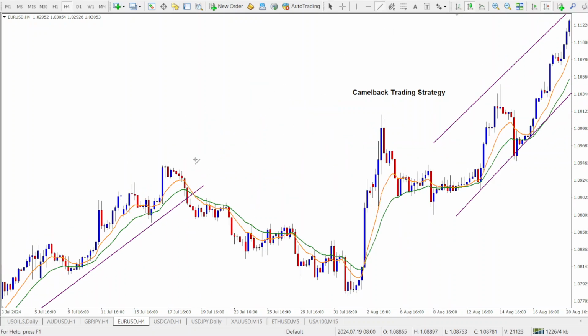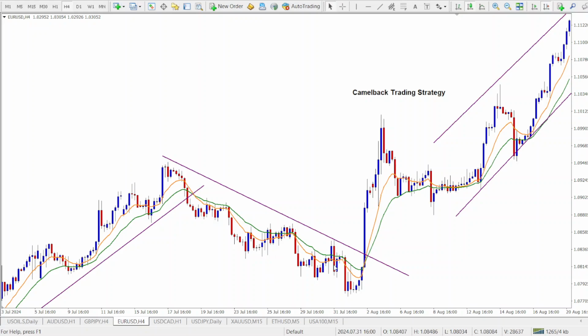Then in the case of a downtrend, you can see we had a pullback to the moving average. Here again, a pullback. So you can place your sell order right after the pullback has concluded. This is in the direction of the trend, right? So you're gonna place your sell order in a sell trend.